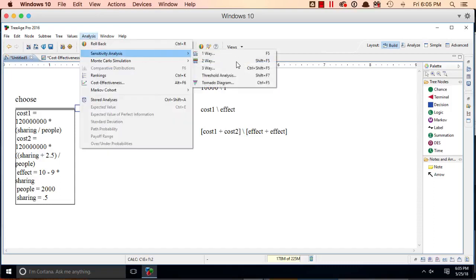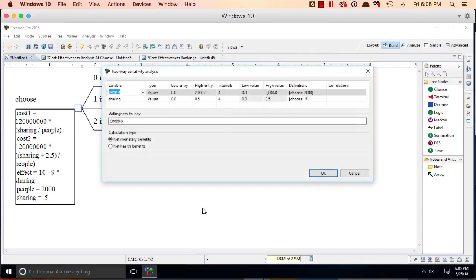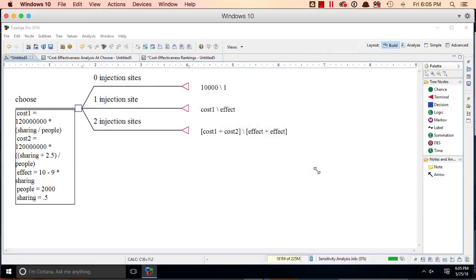If you undo that rollback, we could do a sensitivity analysis. And remember from the other slides that a sensitivity analysis is where you look at the different variables and how they influence your recommendations. So now instead of saying there's 2,000 injection drug users in the community, let's look at a range of number of injection drug users from 1 injection drug user to 3,000 people using injection drugs. And sharing, let's go from 0% needle sharing to 100% needle sharing.